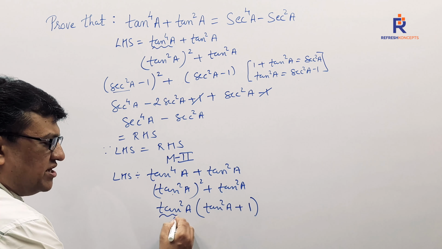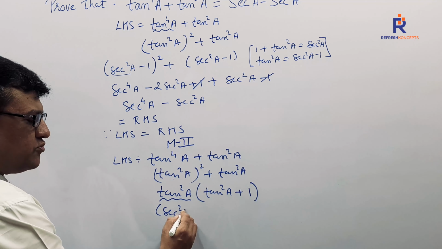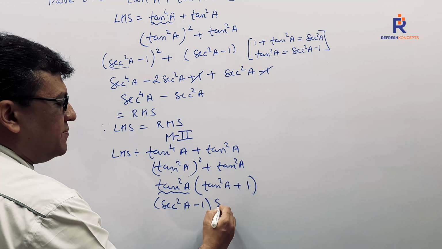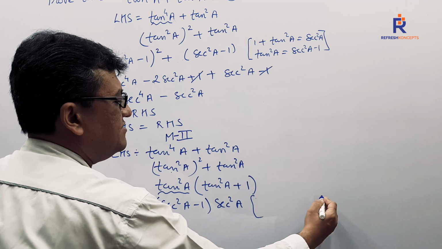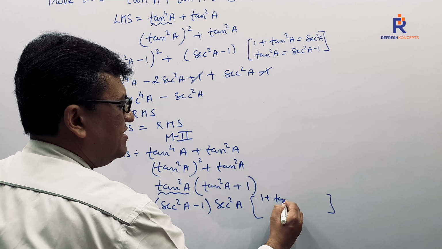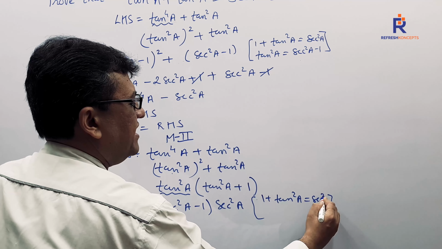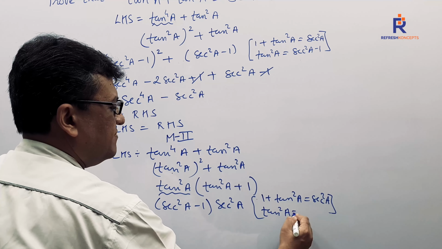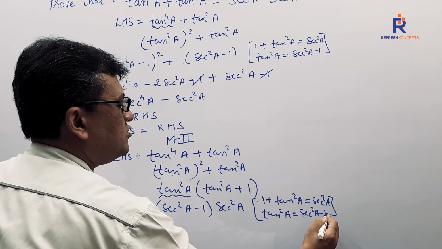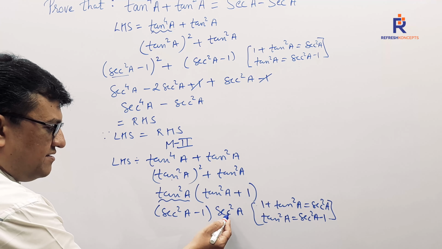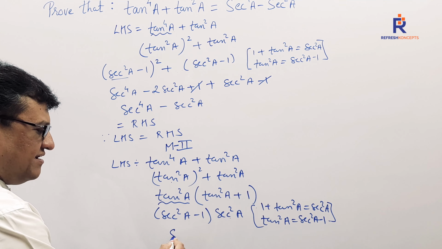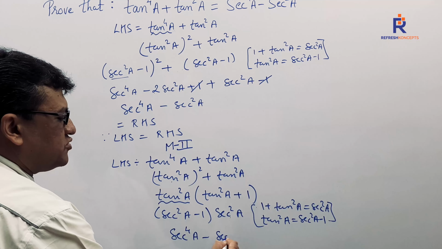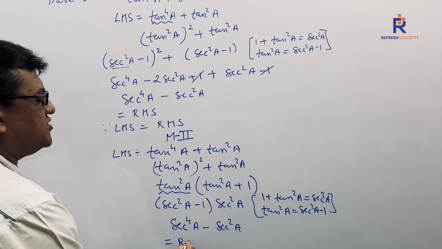Now, what is this tan square a, children? Can I say tan square a is nothing but sec square a minus 1? And what is tan square a plus 1? Tan square a plus 1 is sec square a. I'll just write down the same reason: 1 plus tan square a is sec square a. And at the same time, you can say tan square a is nothing but sec square a minus 1. Children, sec square a into sec square a, sec raised to 4a, minus sec square a. That's nothing but my RHS, children.